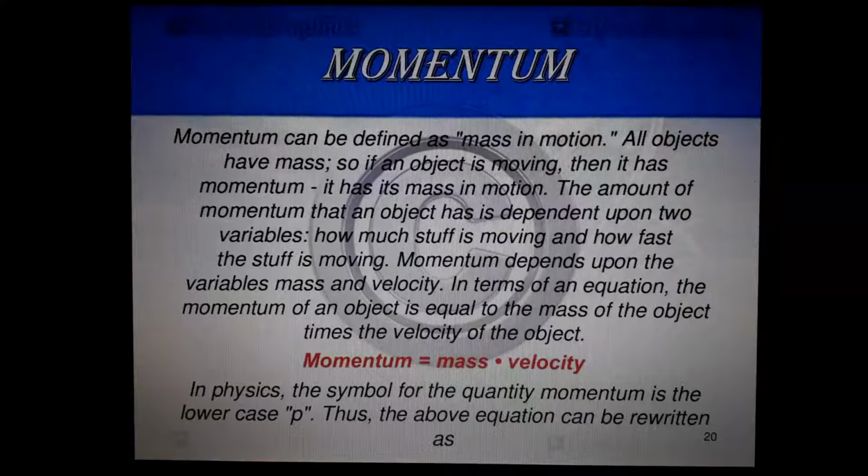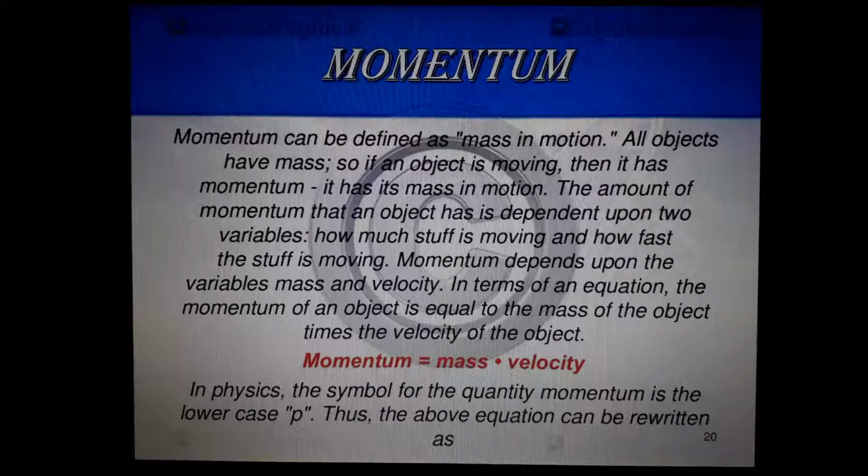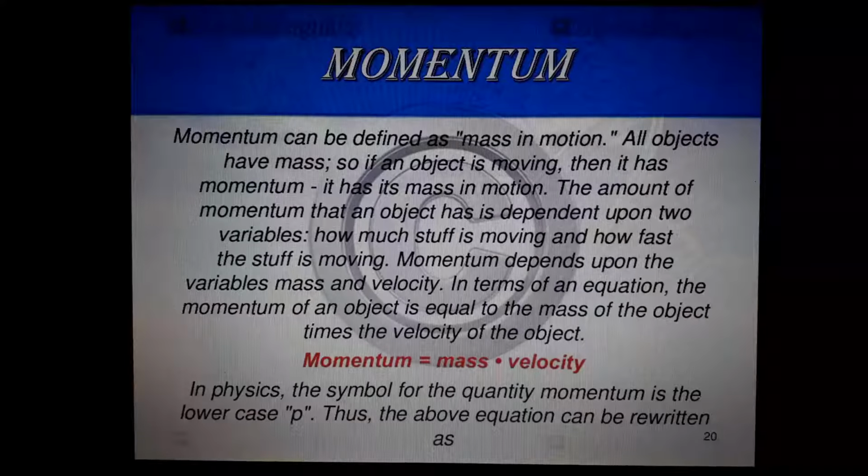Here, what do we want to study? Everything in this world has mass. Not only in the world, in the universe. If something exists, it has mass, 100% it has mass. So if an object is moving, then it has momentum. It has its mass in motion. If something is moving, the entire mass is moving. If a train is moving, the entire mass of that train is moving.